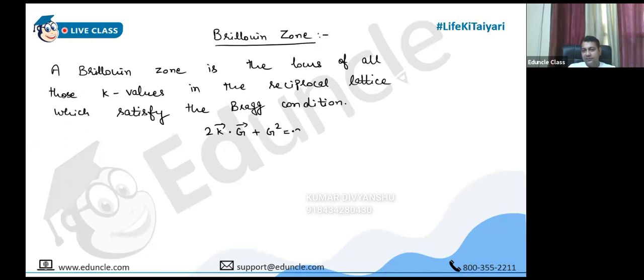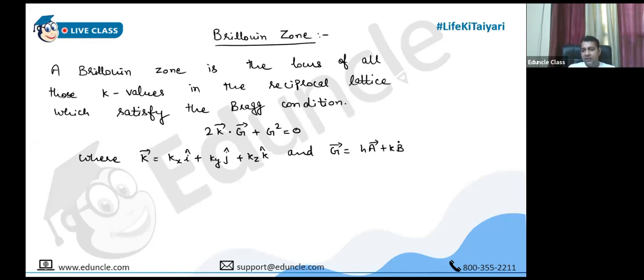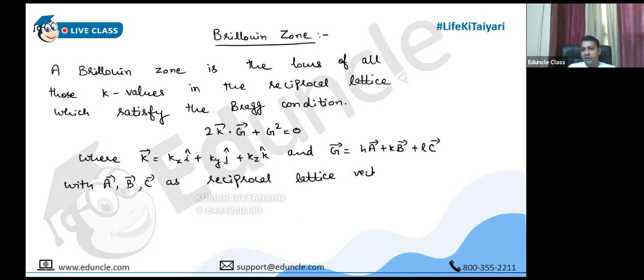This is the Bragg condition, where our k vector is of the form kx i cap, ky j cap, kz k cap, and g vector is of the form h a plus k b plus l c, where a, b, c are the reciprocal lattice vectors. So this is the definition. And locus means the shape formed by those k points which are satisfying this Bragg equation. If you keep on joining those k points, then you will get a shape which is called Brillouin zone. That is what we mean by locus. Is the definition clear to all?